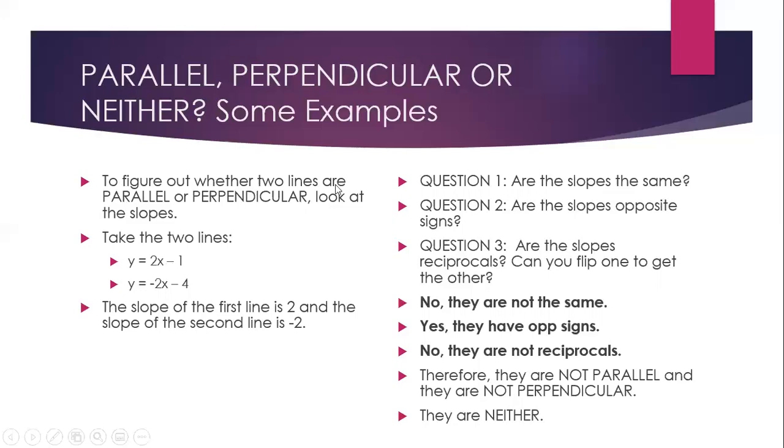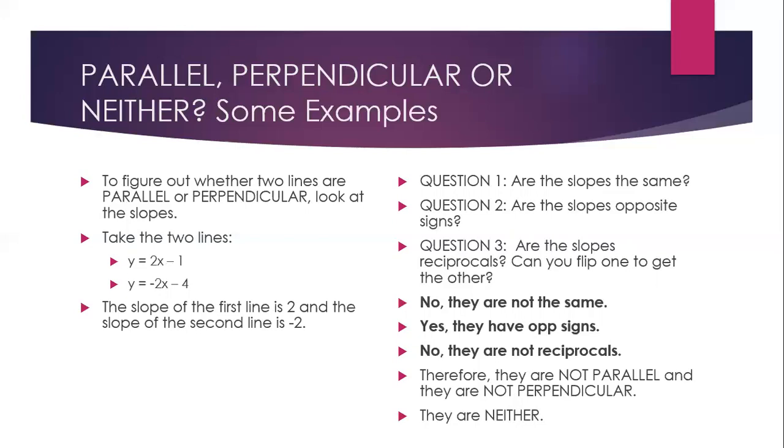Are the slopes opposite signs? Yes, they are. One's positive, one's negative. The slopes have opposite signs. So that's true. Are the slopes reciprocals? Can you flip one to get the other? If I flip a 2, well, I get negative 2. Now, when I say flip, I don't mean make it negative. Flip means flip it over like a fraction.